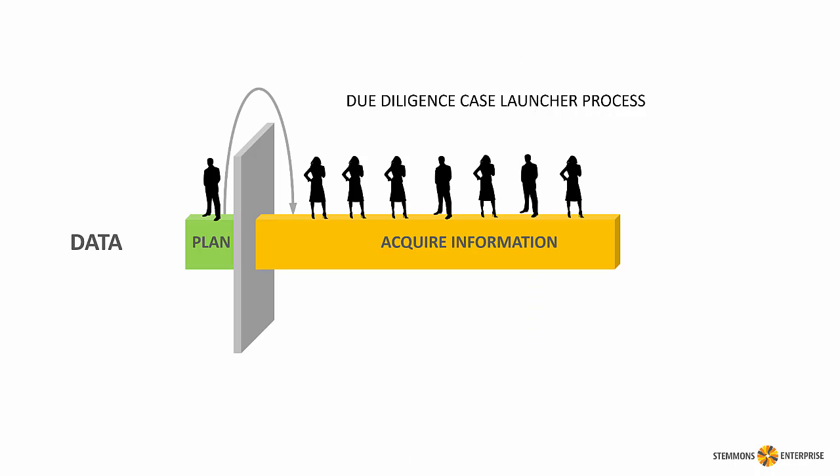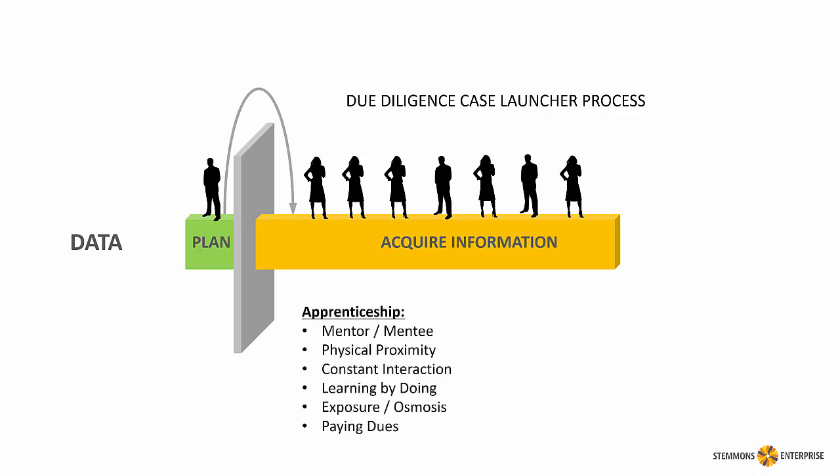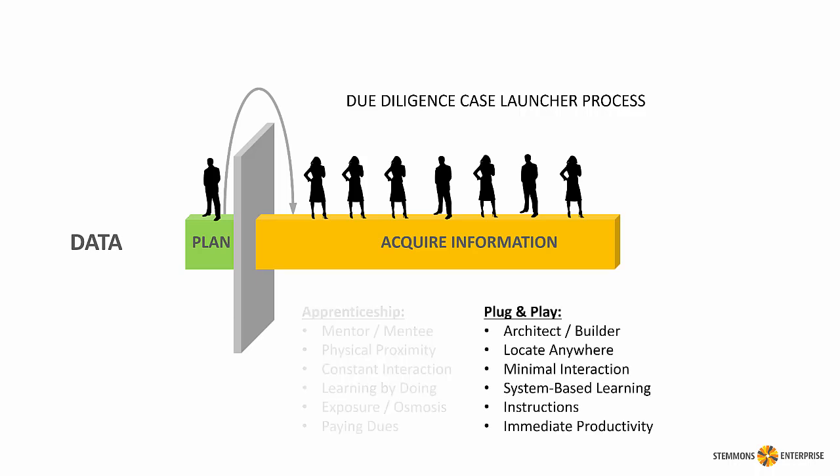So remember that old model of apprenticeship and paying dues and constant interaction? That kind of goes out the window. And instead we have a much more plug-and-play situation. Instead of a mentor and a mentee, there's an architect and a builder. The execution team can be anywhere, and they don't need to constantly interact with the experts. They're going to be learning based on a system, they're following instructions, and they can be immediately productive.